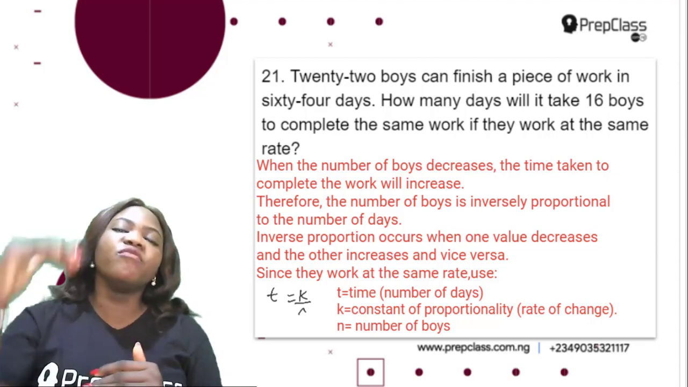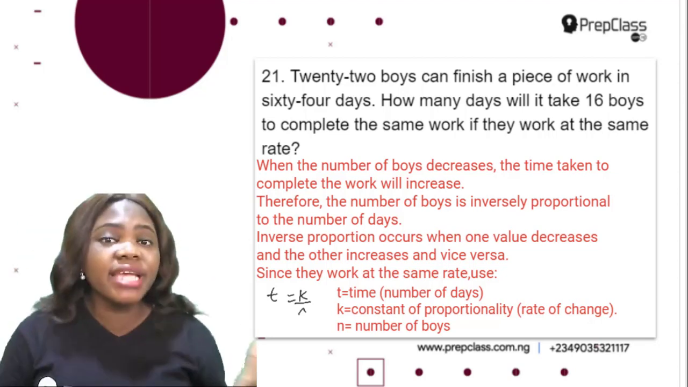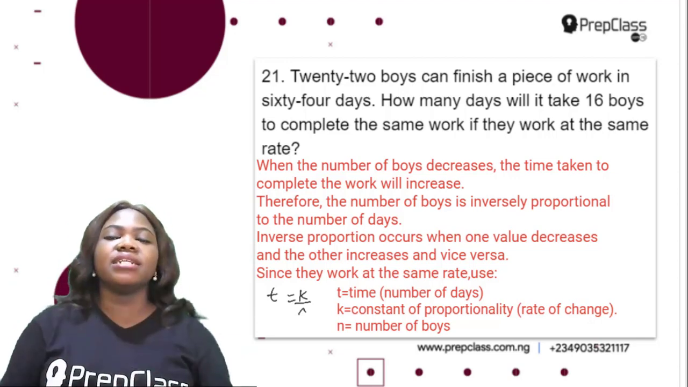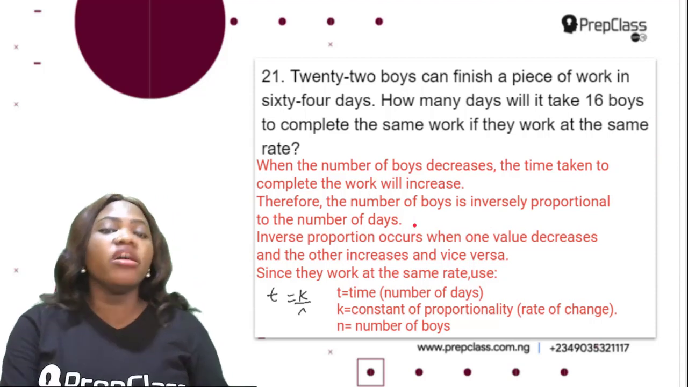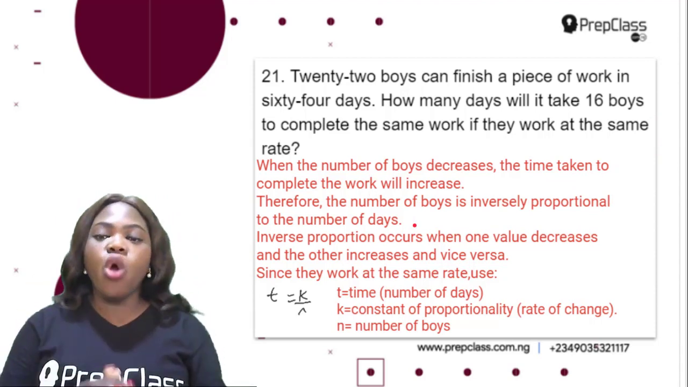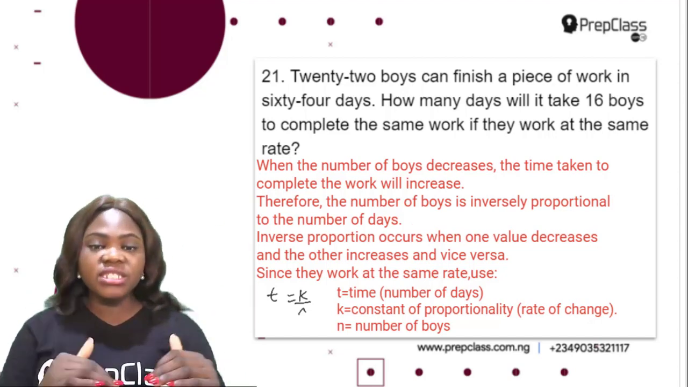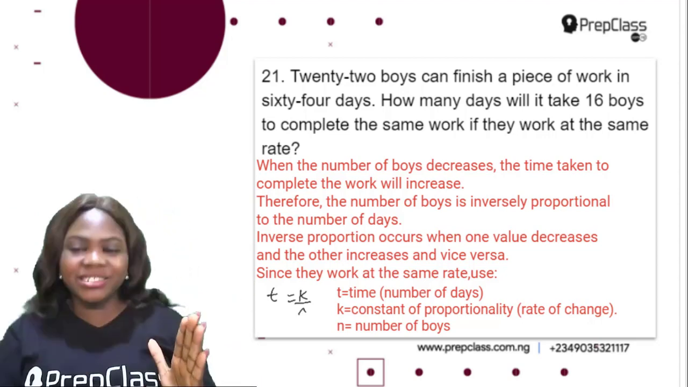So because the number of boys has decreased, the time taken to complete the work will increase. This means that the number of boys is inversely proportional to the number of days. So what do I mean by inverse proportion? Inverse proportion occurs when one value decreases and the other increases, or when one value increases and the other decreases.